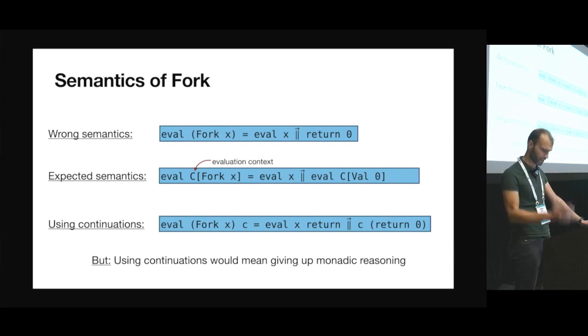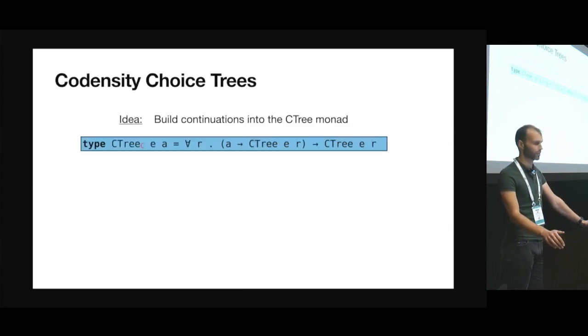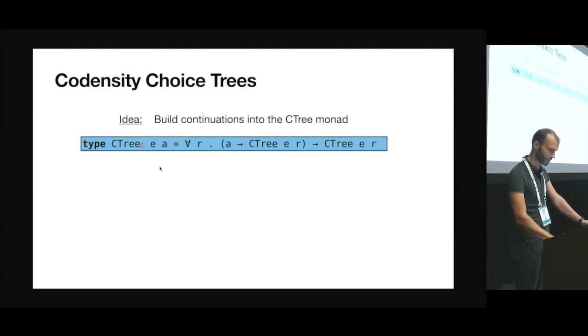Because there's a standard construction to build a continuation into your monad. It's the codensity monad construction, and that's exactly what we do, right? So we extend our choice tree monad with continuations in this fashion, using the standard codensity construction. So now a codensity choice tree works like this. It takes a continuation that produces a choice tree, and then we produce out of that another choice tree. So it has the continuation built in.